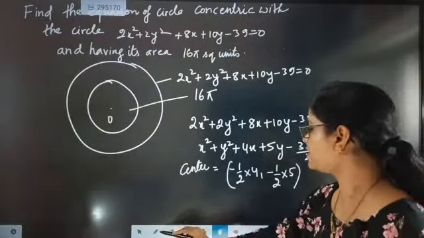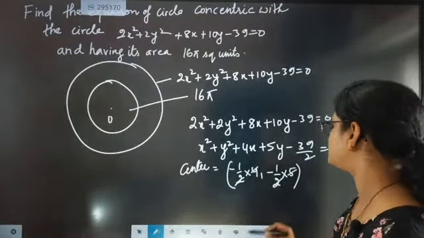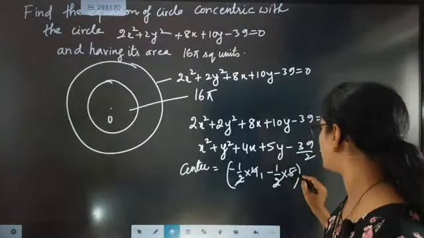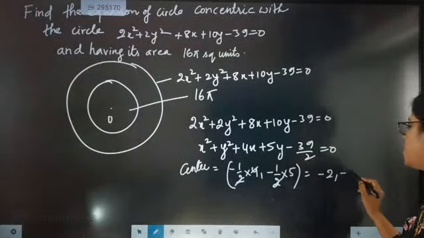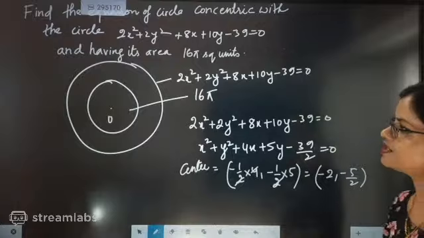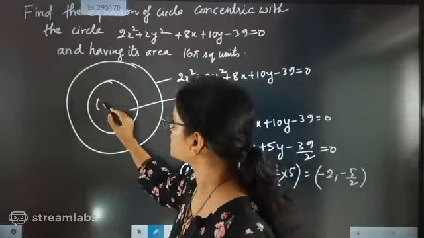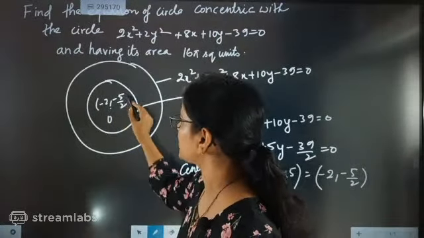Okay, so now this part is going to get cut, and this part cannot get cut. So here this part is coming as minus 2 and minus 5 by 2. So this is the center of the circle. The center of the circle is minus 2 and minus 5 by 2.